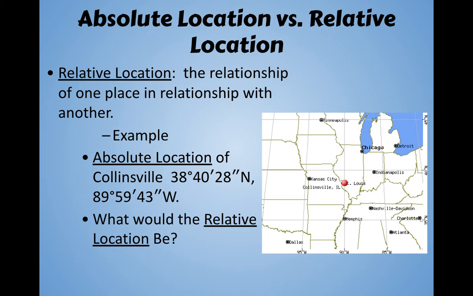Okay. All right, so absolute location versus relative location. We talked a little bit about location, but I want to get a little more specific about it. Relative location, like I said, is the relationship of one place in relationship with another. So, like I said, we live by St. Louis, okay? We live in the St. Louis area. That would be our relative location. But our absolute location is this right here: 38 degrees north, 40 minutes, 28 seconds north, 89 degrees, 59 minutes, 43 seconds west. So that's specifically right there. Okay, but the relative location, like I said, would be we live in the St. Louis area. Okay.